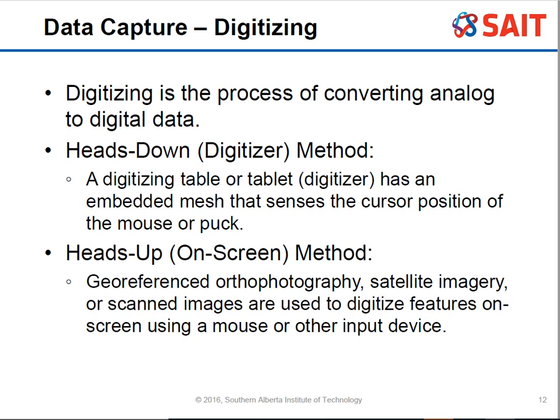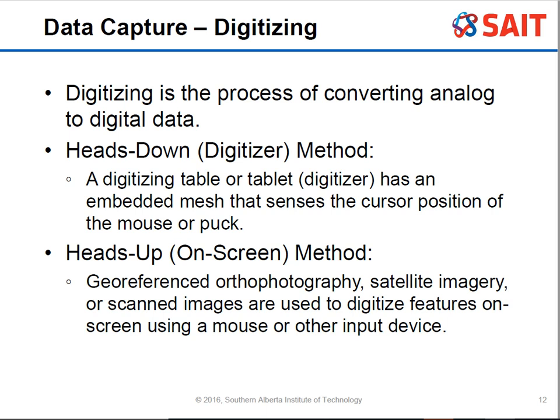So this is converting analog data to digital data. There are two types of methods: a heads down method, or a heads up method. There is the possibility to use a tablet or a digitizing table. I haven't seen them in a long time, but I guess they still exist, because most of it can be done with a mouse now.